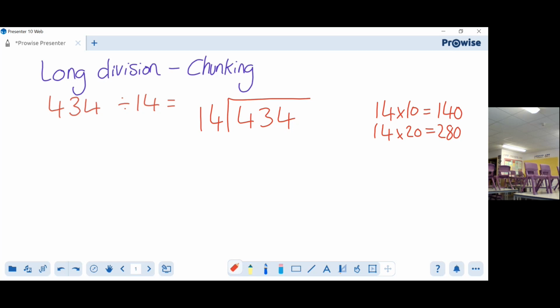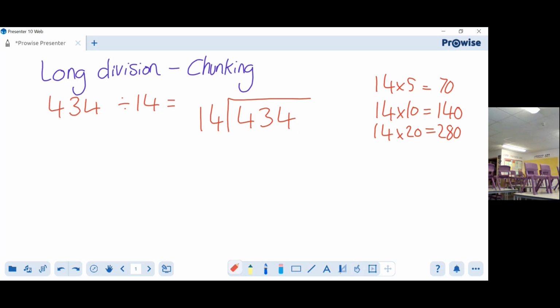I might also need some slightly smaller ones as well, and just so I can go from my starting point again, I can go 14 times 5. I'm just going to go down, and like I said, it's just half of the 10, so that's 70. A good little starting position there. So the first thing that I'm going to do is I'm going to have to take some lots of 14 away from 434.